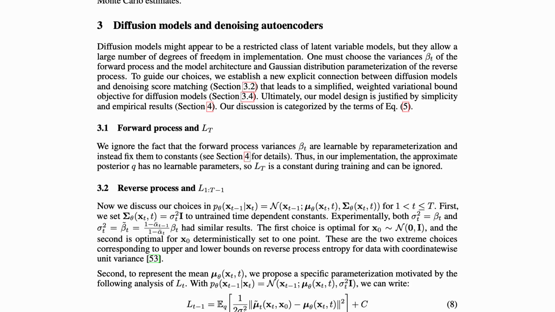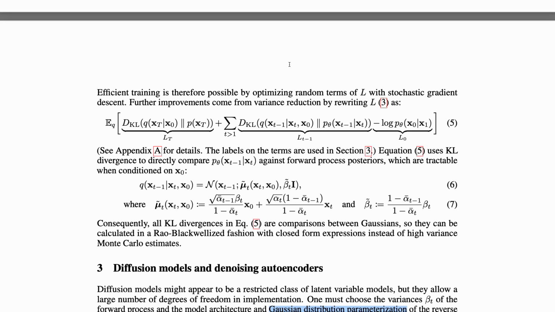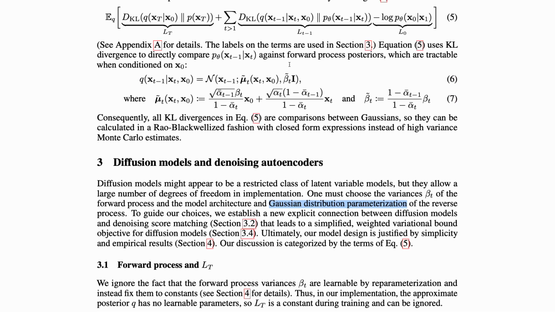So, diffusion models and denoising autoencoders. Diffusion models might appear to be a restricted class of latent variable models, but they allow a large number of degrees of freedom in implementation. One must choose the variances beta t of the forward process and the model architecture and Gaussian distribution parameterization of the reverse process. Okay, so this is of the reverse process, that is the process of generating it. So the model parameters that we use to define the Gaussian distribution to make the prediction obviously affect the quality of the generation.